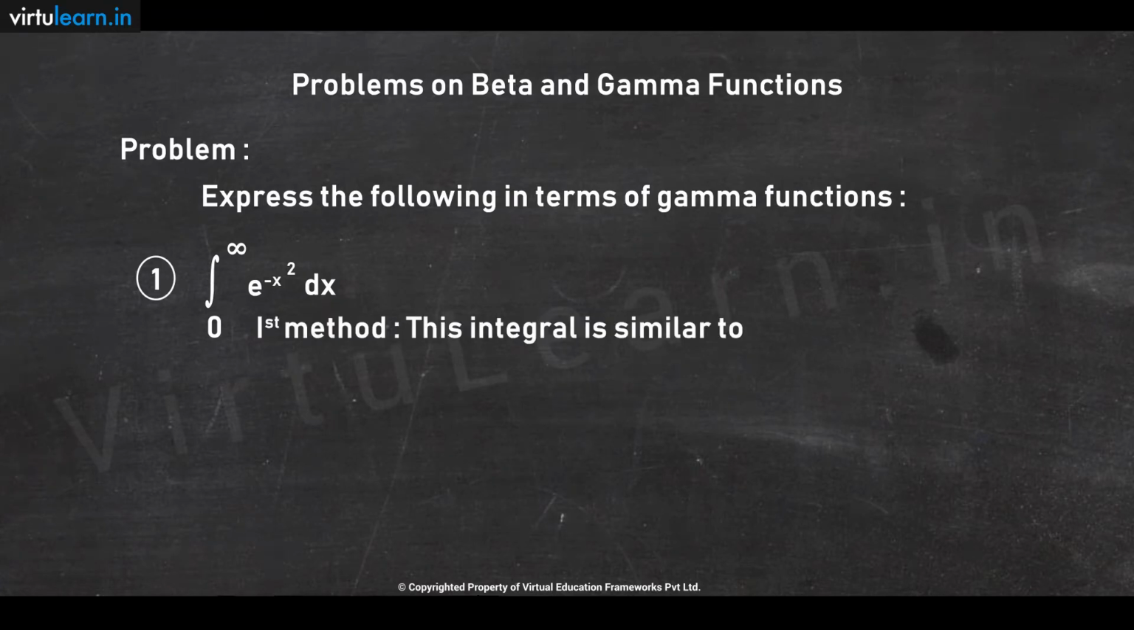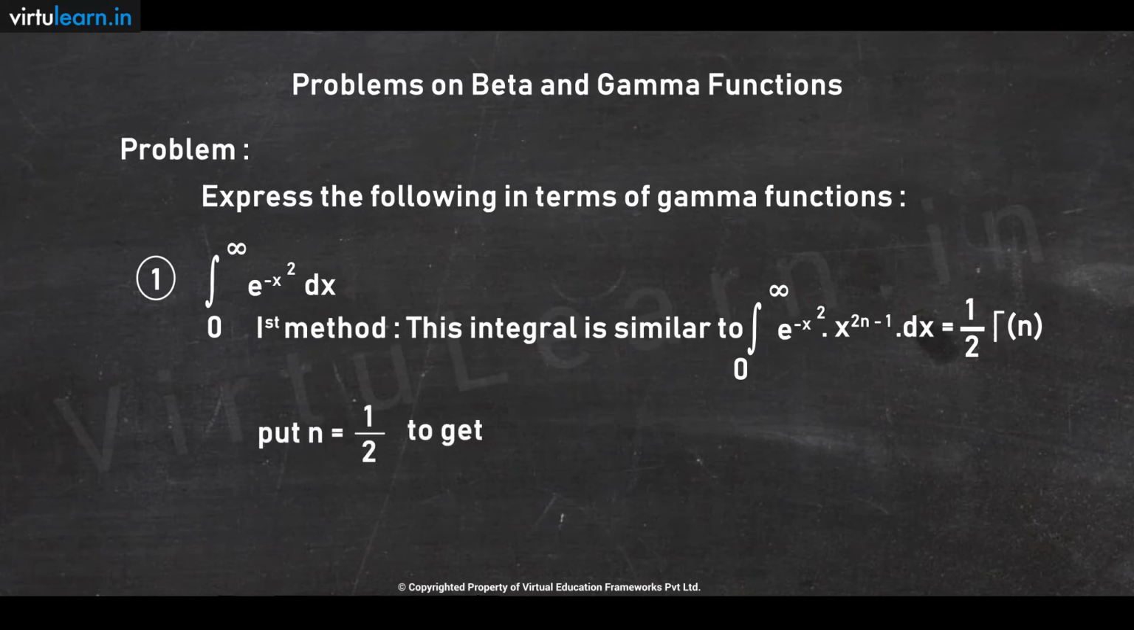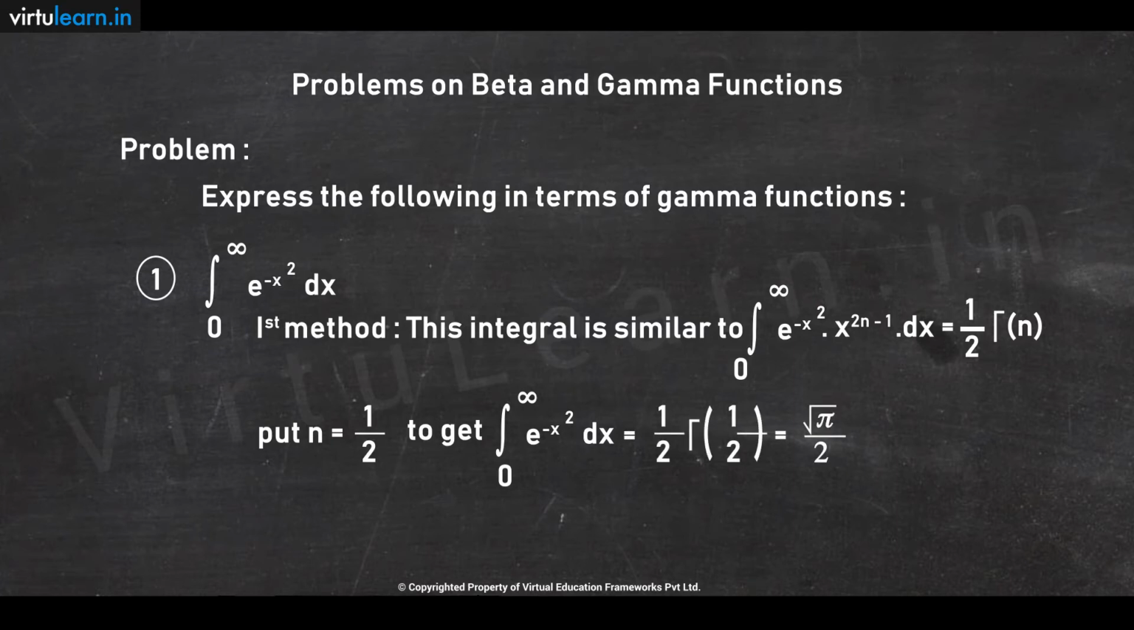This resembles the integral 0 to infinity e power minus x square x to the power of 2n minus 1 dx, which is the definition of the gamma function divided by 2. So by comparison with the definition of gamma n, we observe that n is equal to 1 by 2. Let us put n equal to 1 by 2 in the definition we have written. That gives us integral 0 to infinity e power minus x square dx equal to half of gamma half, or half of root pi, because we know that gamma half is equal to root pi.